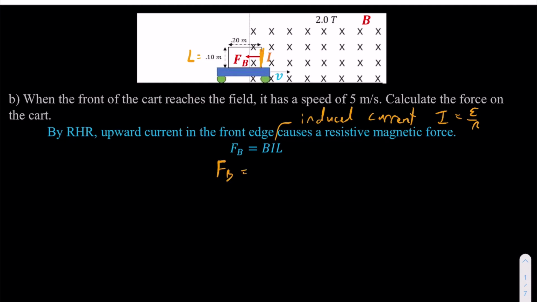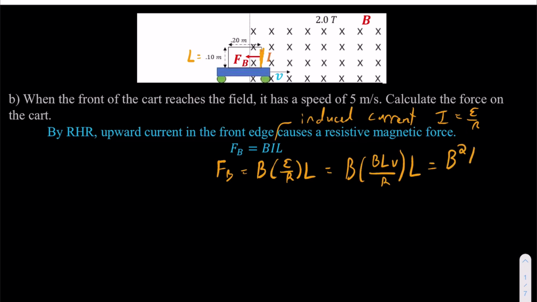So the equation becomes B times the induced EMF over R times L. And this is the induced EMF in a bar moving in a magnetic field, which is already derived. It is BLV, because it's moving at a speed V. Putting it all together, you get B squared L squared V over R. And now you can just plug in numbers.